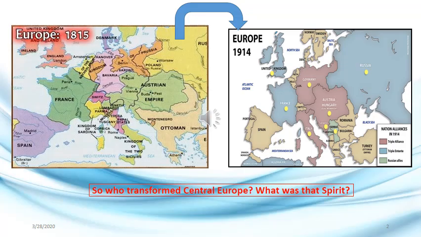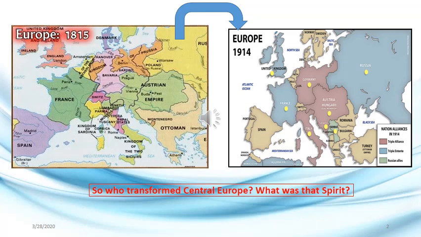Just look at this map. I had given you two maps. One is Europe 1815, second one is Europe 1914. Just to compare these two maps. So what do we understand from these two maps and comparative study? I think it would be very clear for us.